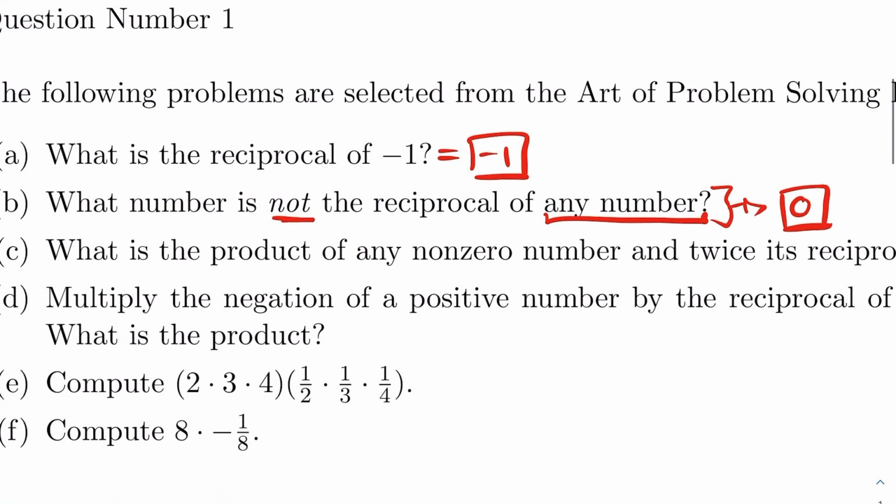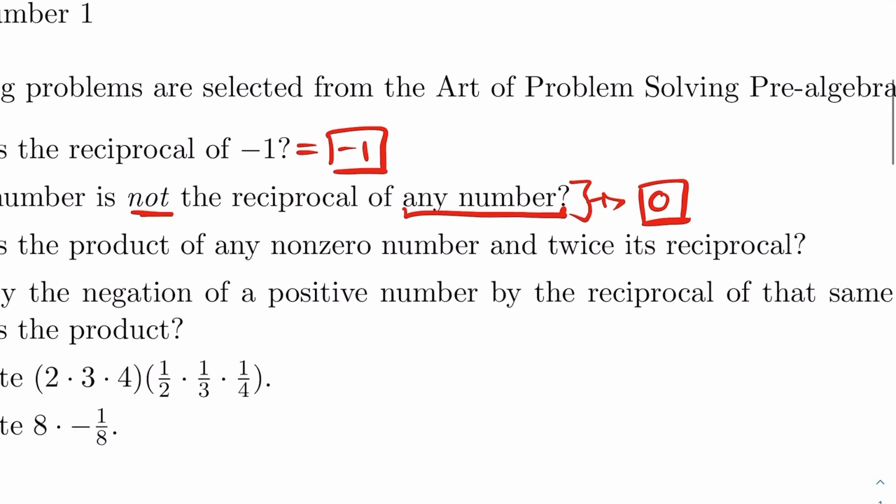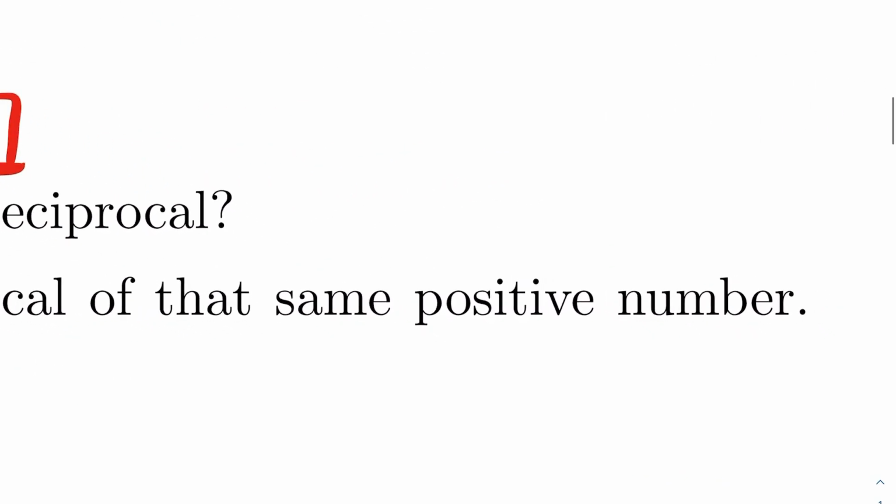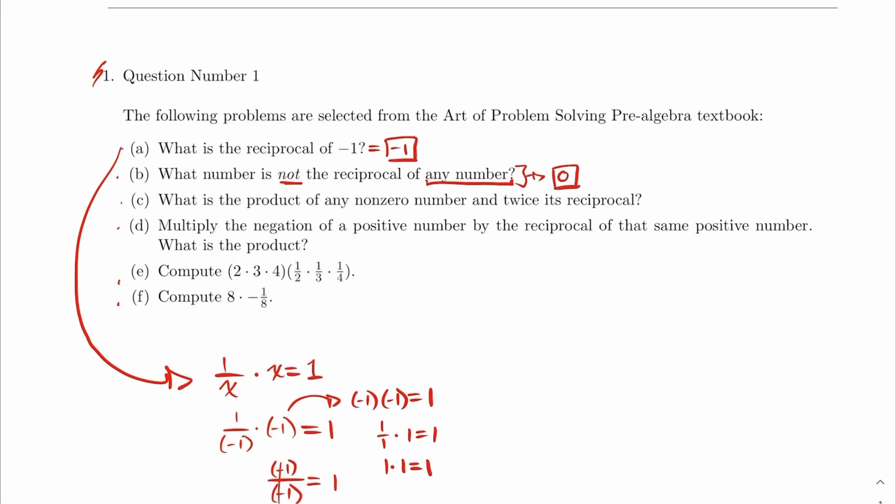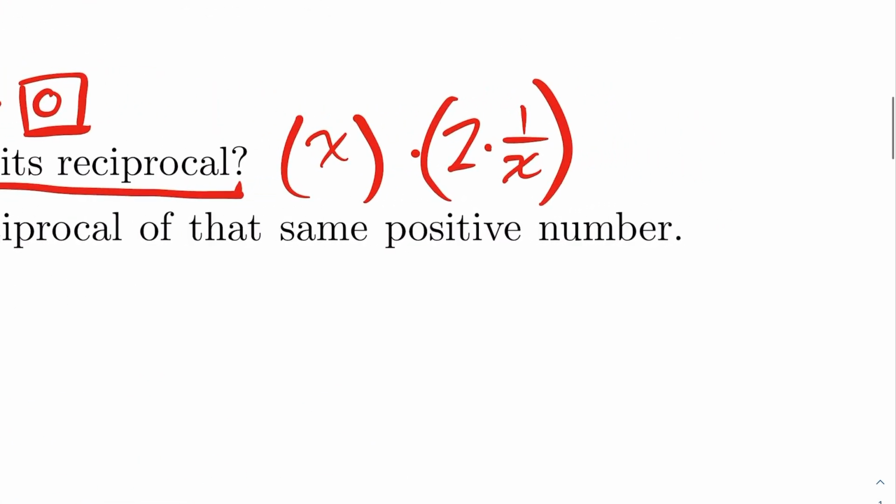What is the product of any non-zero number and twice its reciprocal? The wording is a little bit complicated, but you will get a lot of complexly worded problems. This is essentially saying we have a non-zero number, x, and twice its reciprocal, so 2 times 1 over x. We want to know what the product of x times 2 times 1 over x is.